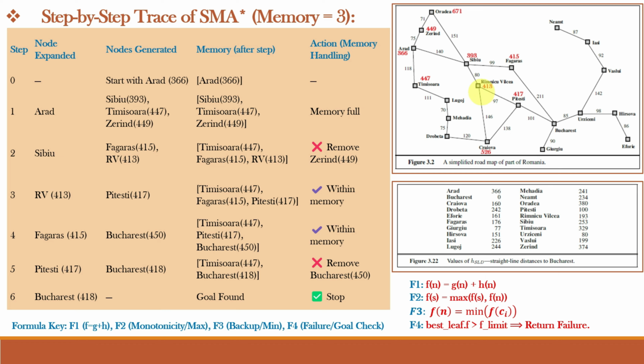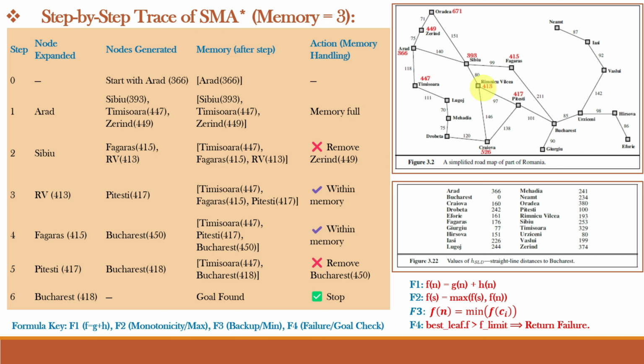Similarly for Rimnicu Vilcea, G is equal to 140 plus 80, which is equal to 220, and H for Rimnicu Vilcea is 193. So using this formula, 220 plus 193 is equal to 413. Using formula F2, F of Rimnicu Vilcea is equal to the maximum of 393, comma 413, which is equal to 413. So Rimnicu Vilcea gets value 413.